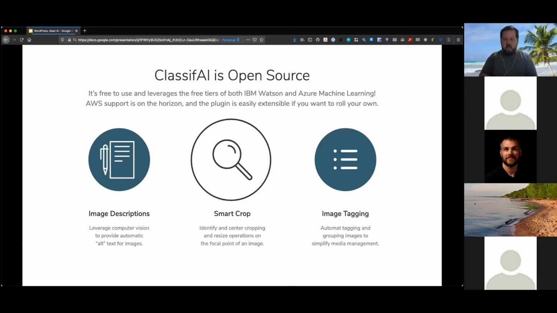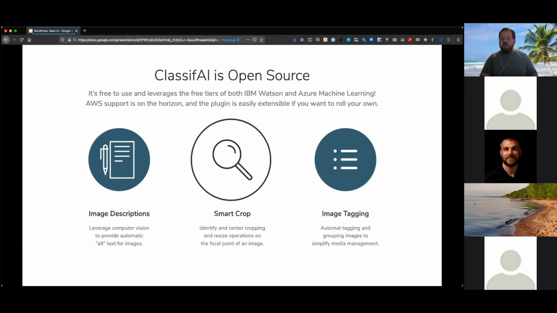And just like creating dynamic image descriptions, Azure Computer Vision will generate tags based on the entities that are present in the photo. And then you can use that inside the media library in WordPress to automatically group images together, which just drastically simplifies the way that you can manage your media library. All of these are built into Classify today, but again, Classify is open source.